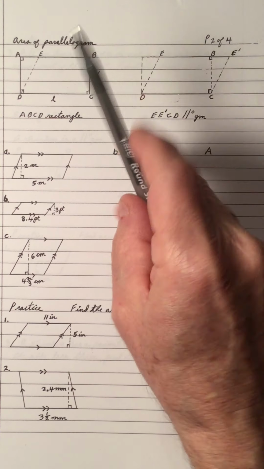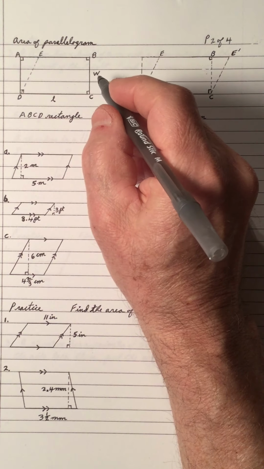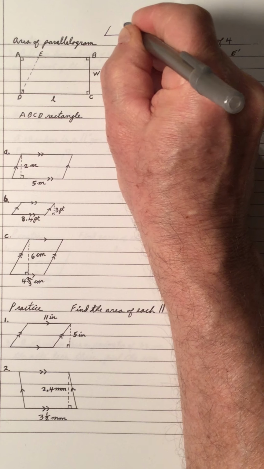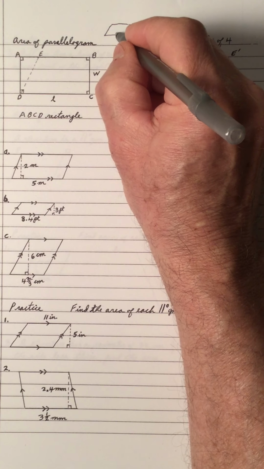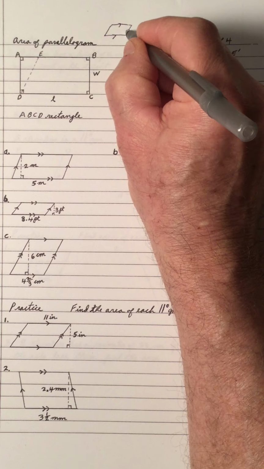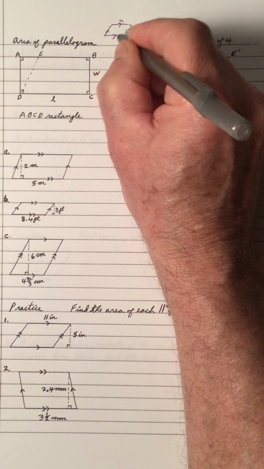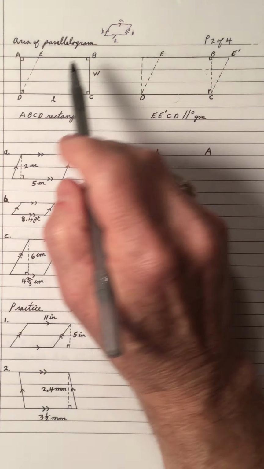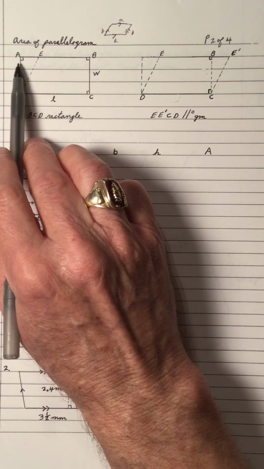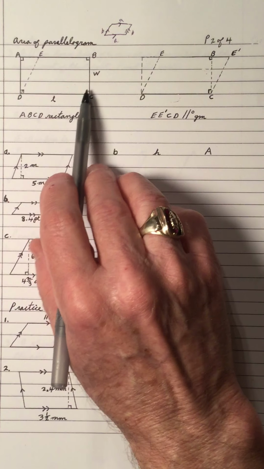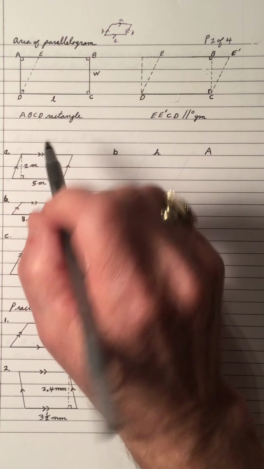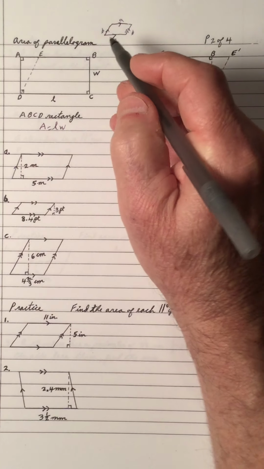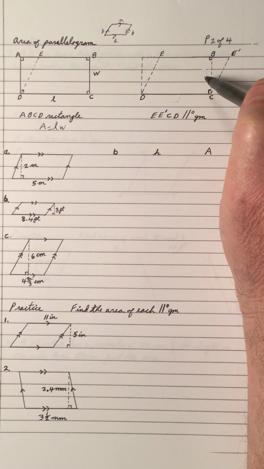Area of a parallelogram. A parallelogram has a shape like this, where opposite sides are parallel to each other and the opposite sides are equal. But to derive the formula, let's work on the rectangle. We know that a rectangle has 4 right angles and it has a length and a width. So the area of a rectangle we know is length times width. But let's derive the area of a parallelogram.